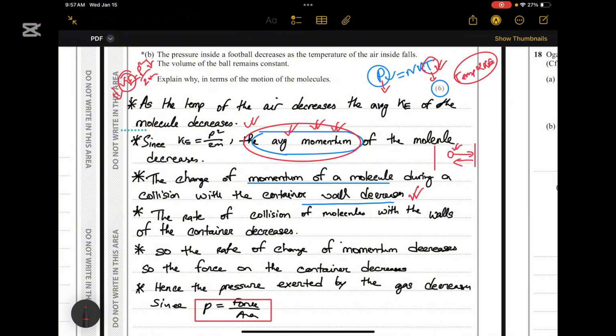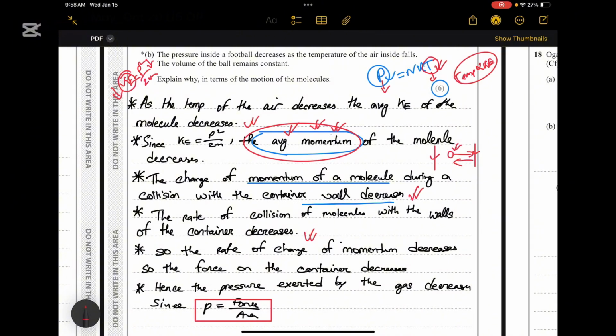Now as the change of momentum has decreased, the rate of collision will decrease. It will collide with the container wall fewer times in a given period of time. Let's say it used to collide 10 or 15 times with the container wall. Now the rate of collision will decrease. It will collide 5 or 6 times with the container wall in a given period of time. So we can say the rate of collision of molecules with the container wall decreases.